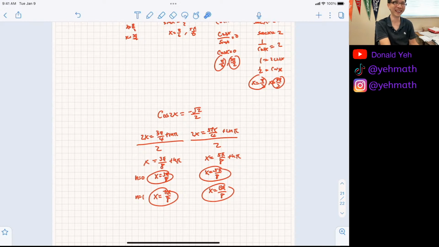Negative 16. Yeah, because it's the same thing as 2 pi, so I was kind of confused.